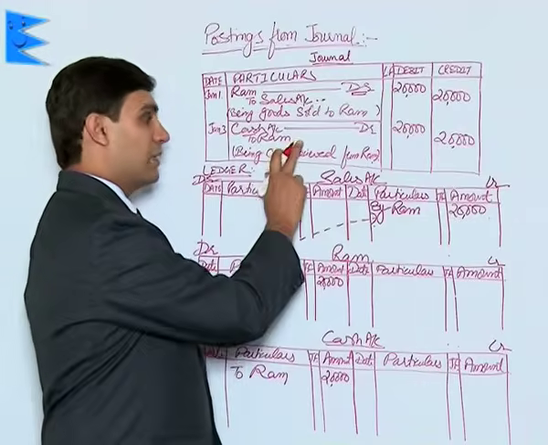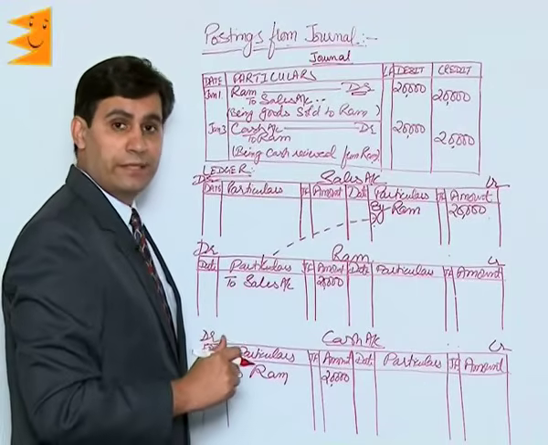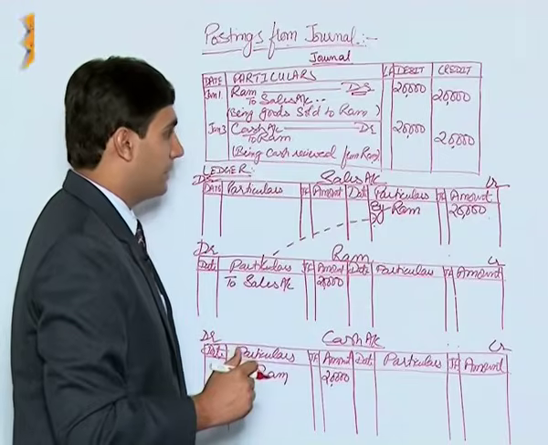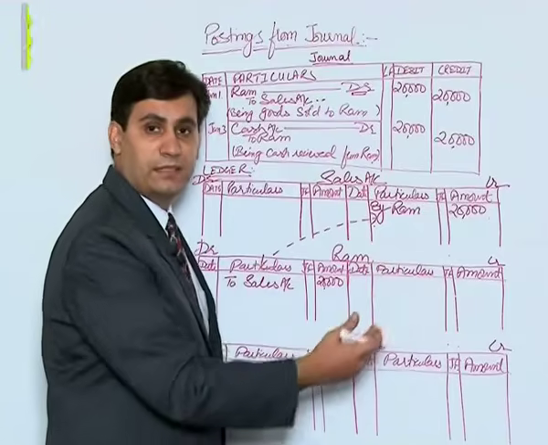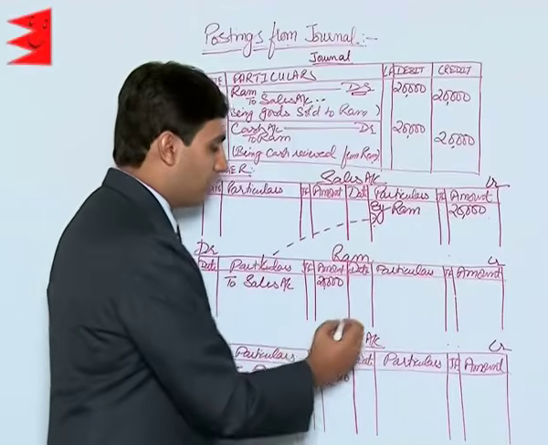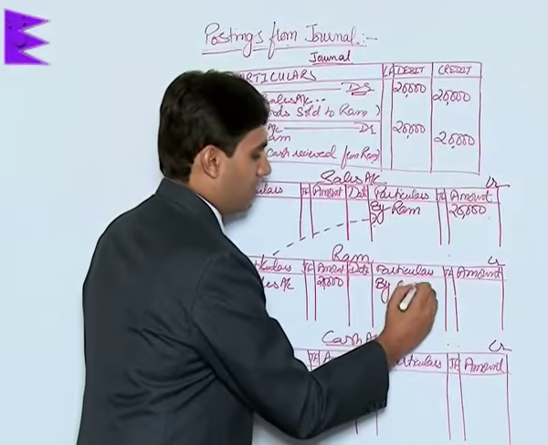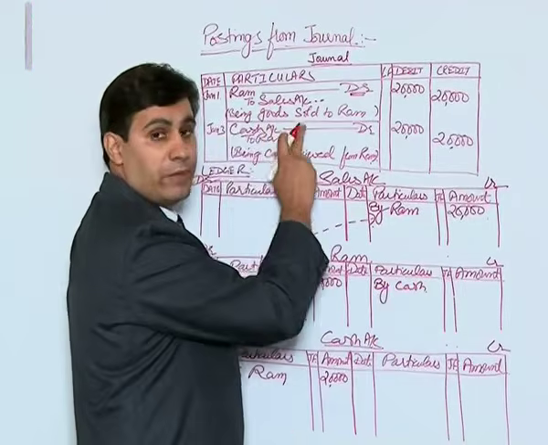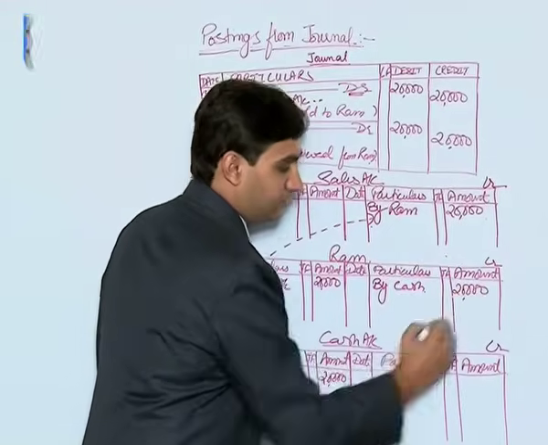Again, the same process should be repeated for Ram. Ram's account has been credited. Since Ram's account has been credited, that means the entry will appear on the credit side, and the credit side is the right hand side. So on the credit side of Ram, we'll write by cash, as it was credited by cash. So the amount would be 20,000.